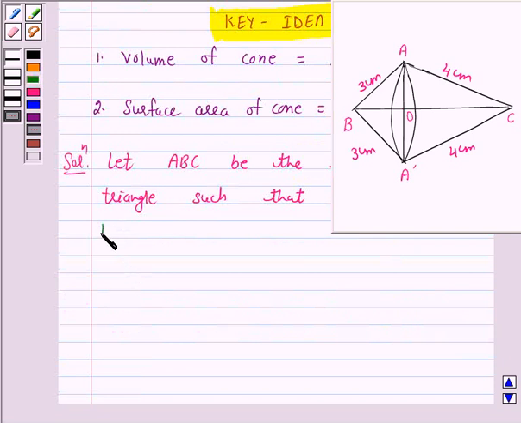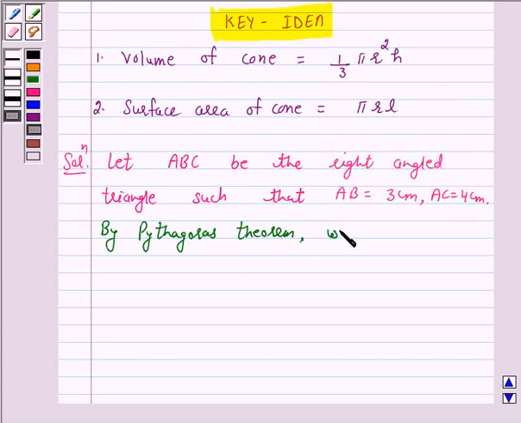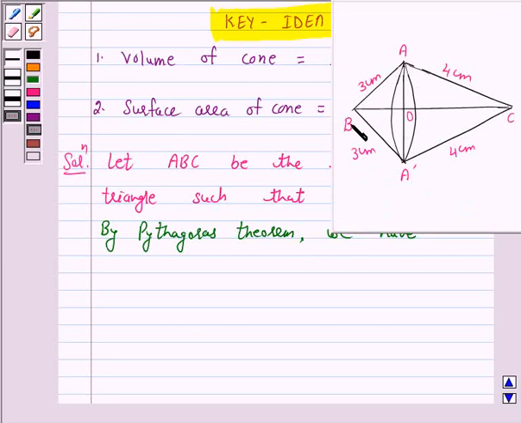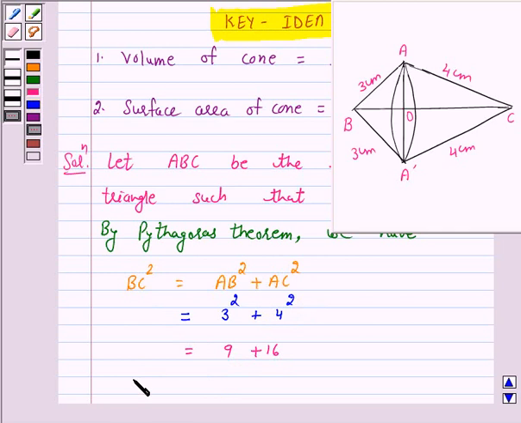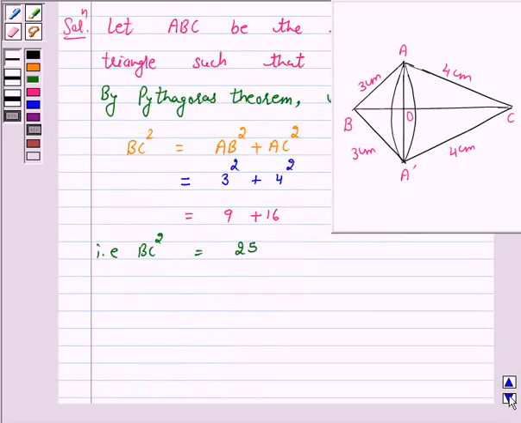So by Pythagoras theorem, we have BC square is equal to AB square plus AC square. Or BC square is equal to 3 square plus 4 square, and this is equal to 9 plus 16. That is, BC square is equal to 25, so BC is equal to 5 cm.